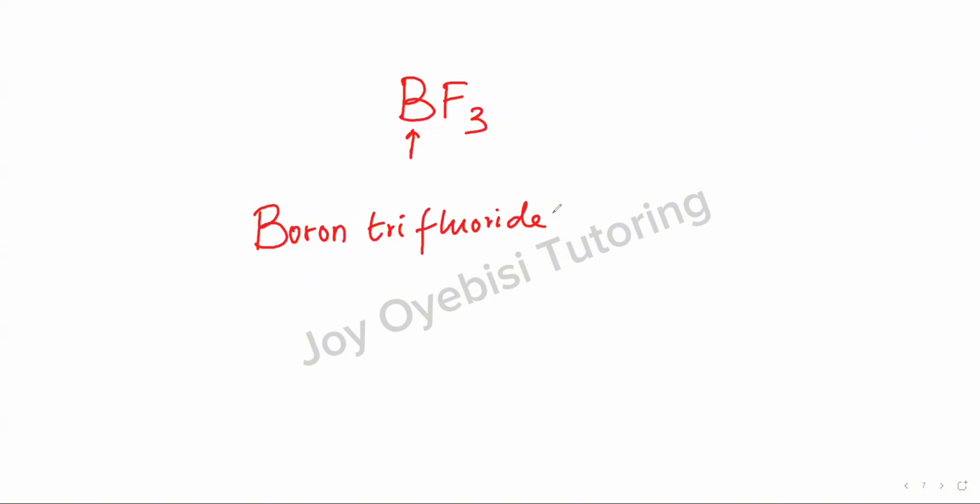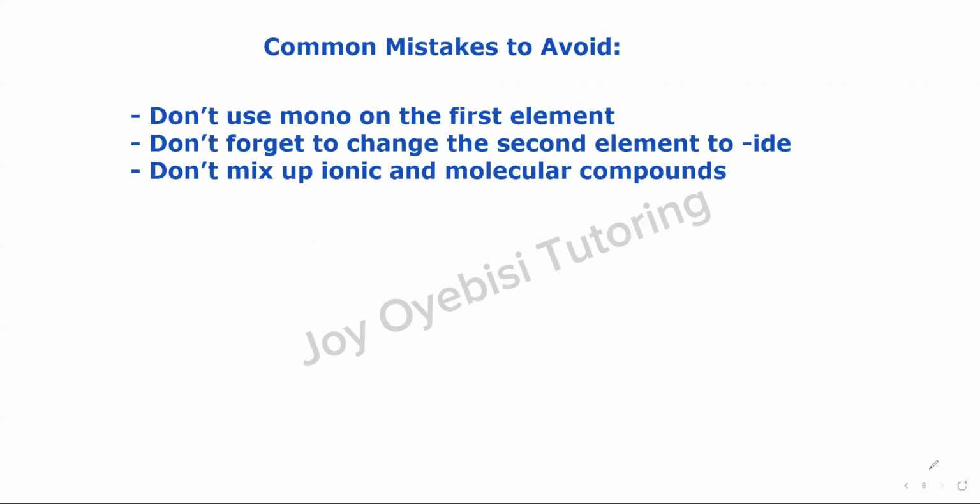So molecular compounds are usually straightforward if you can just remember your prefixes and how to apply them. The common mistakes you have to avoid: remember not to use mono on the first element, don't forget to change the second element to an ide ending, and do not mix up ionic and molecular compounds. Remember, in an ionic compound, you're going to have a metallic element attached. The rules for ionic are different. I'm going to do a video on that soon as well.